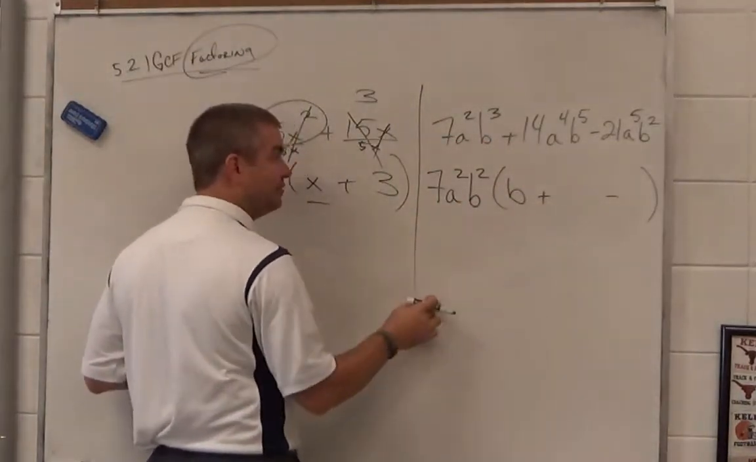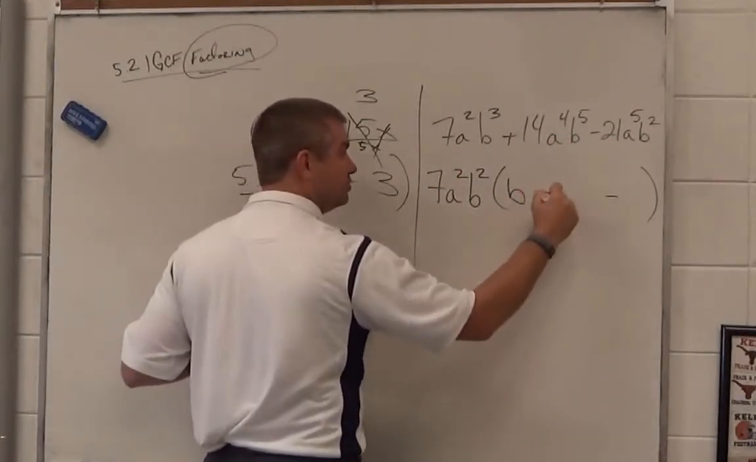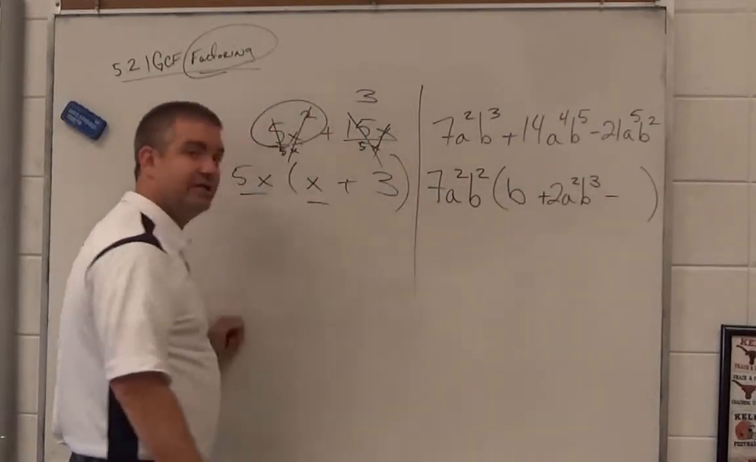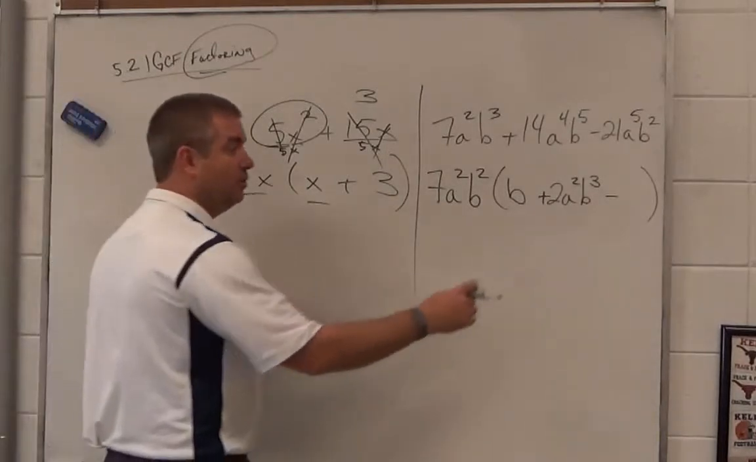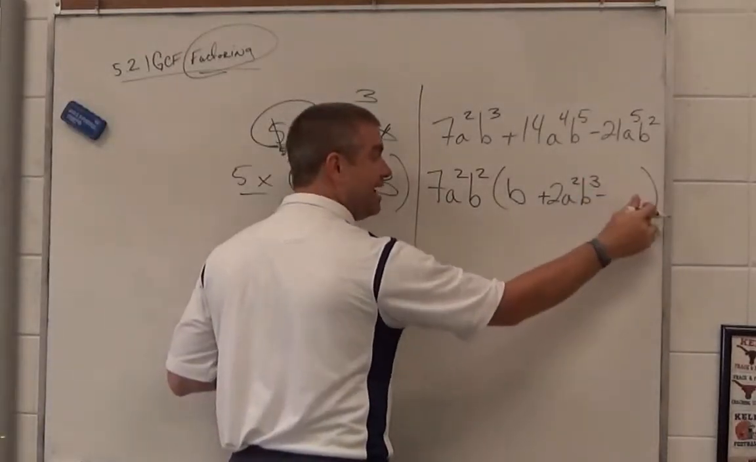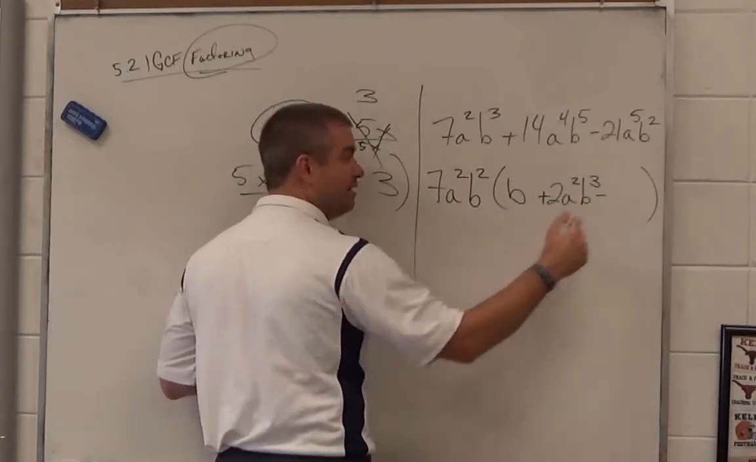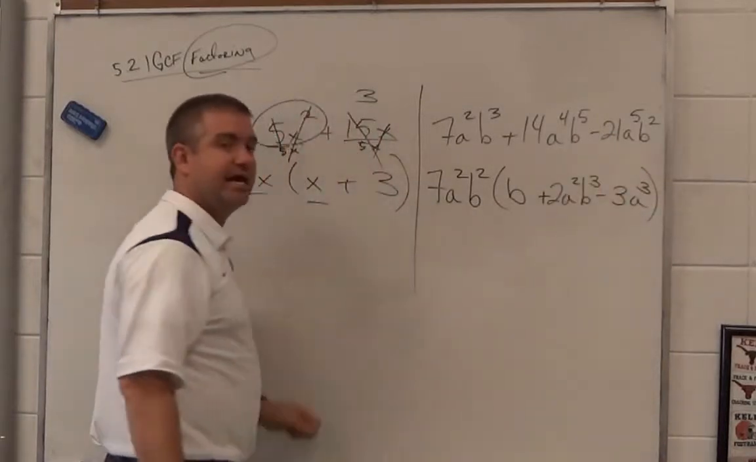Alright, what goes in the middle? This divided by this would be what? 2a squared b cubed. Very good. Questions? Anybody not see how I got 2a squared b cubed? Alright, how about the last term? What goes here? That divided by that goes here. What is it? 3a cubed.